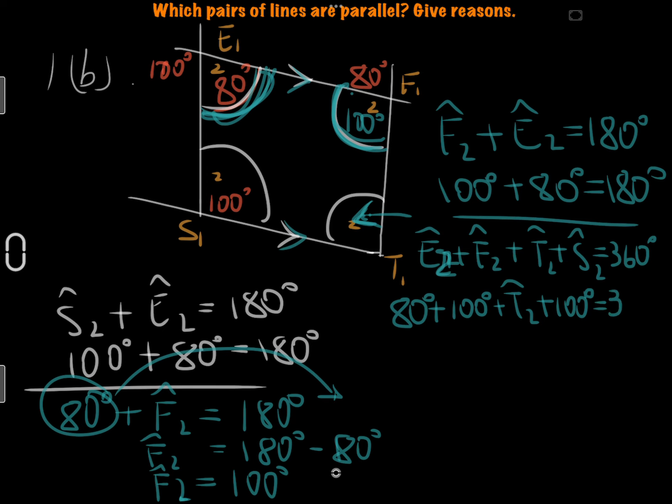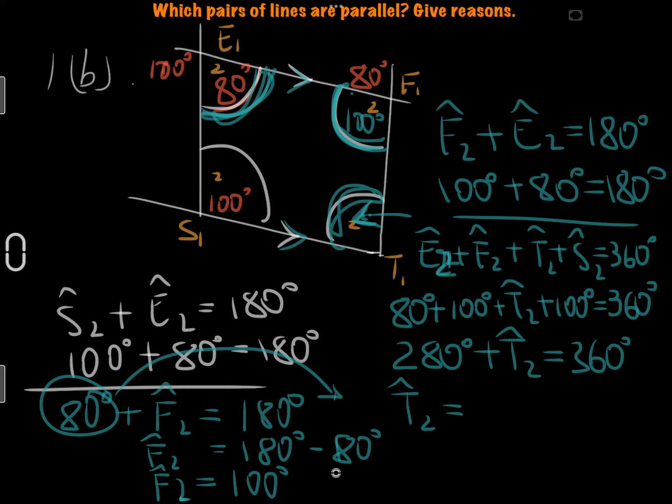And all of this should sum up to 360. So when you take your calculator and add all of those values, all the constants, you have 80 plus 100 plus 100, that gives us 280 degrees plus angle T2. Remember, we want to find that angle, which equals 360 degrees. So by substitution, we remain with T2 equals 360 minus 280 degrees.